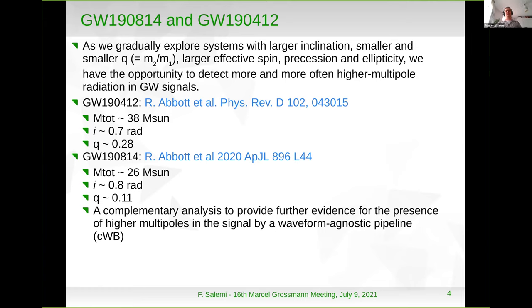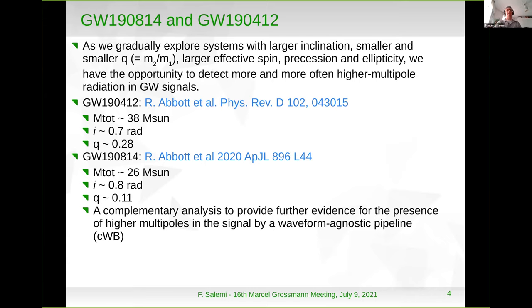But nevertheless, with the evolution of the sensitivity of our detectors, we are gradually exploring other parts of the parameter space, namely larger inclinations, smaller and smaller mass ratios, larger effective spin, a little bit of precession, and maybe some eccentricity. And of course, as we find those rarer, unorthodox events, we see more and more that higher multipoles may play a role.